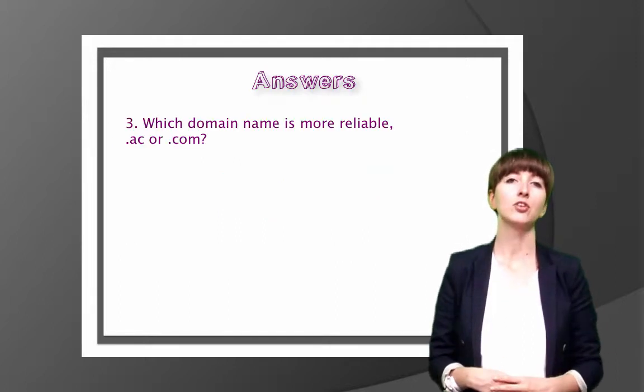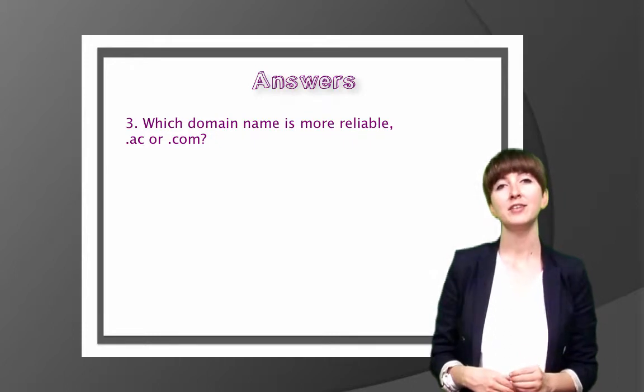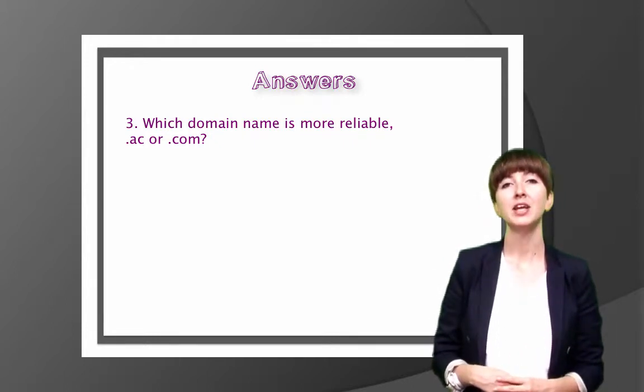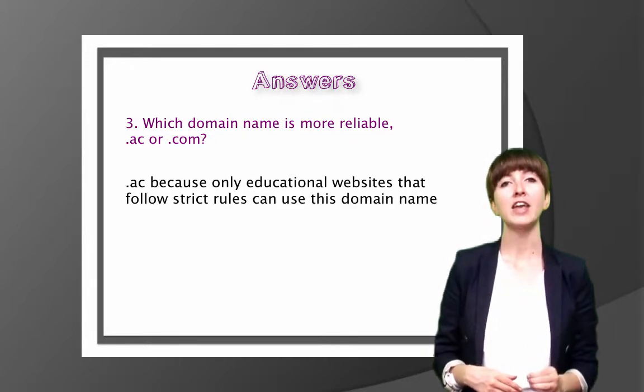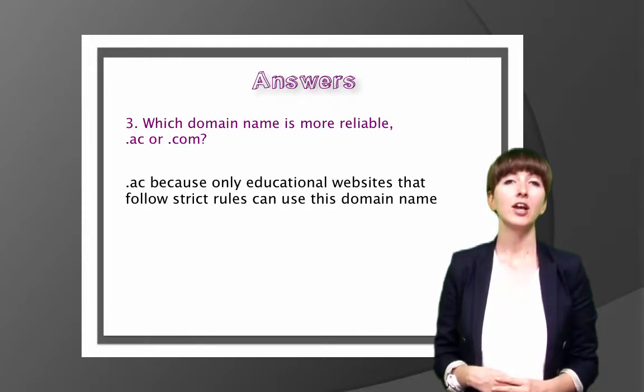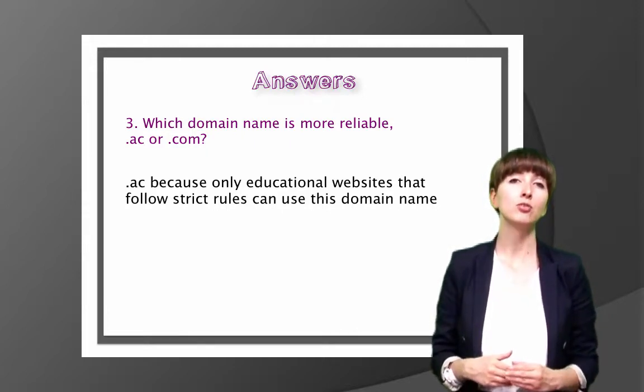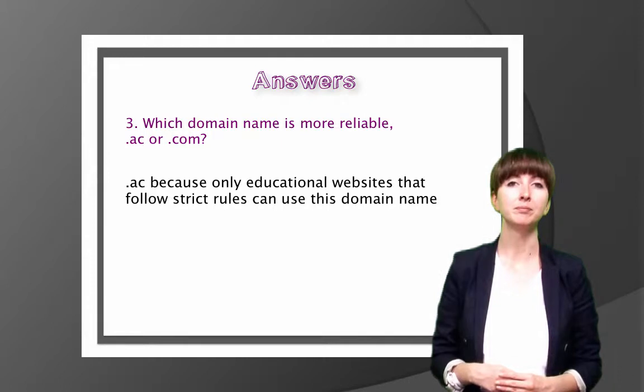And the final question, which domain name is more reliable, .ac or .com? The answer is .ac, because only educational websites that follow strict rules can use this domain name.